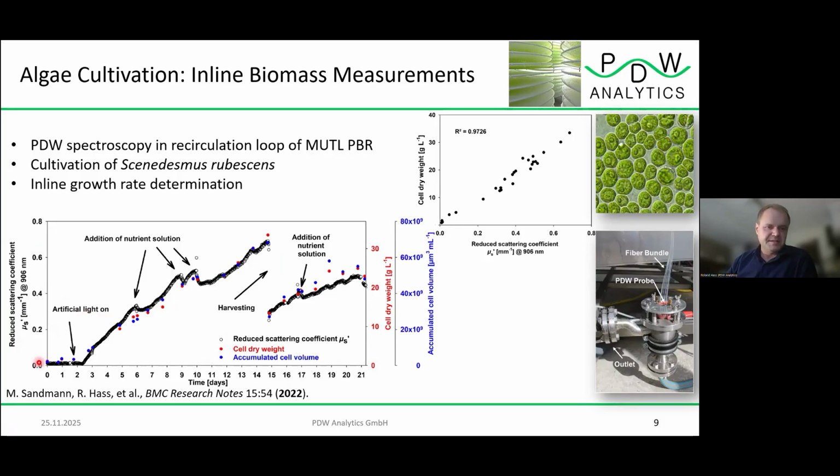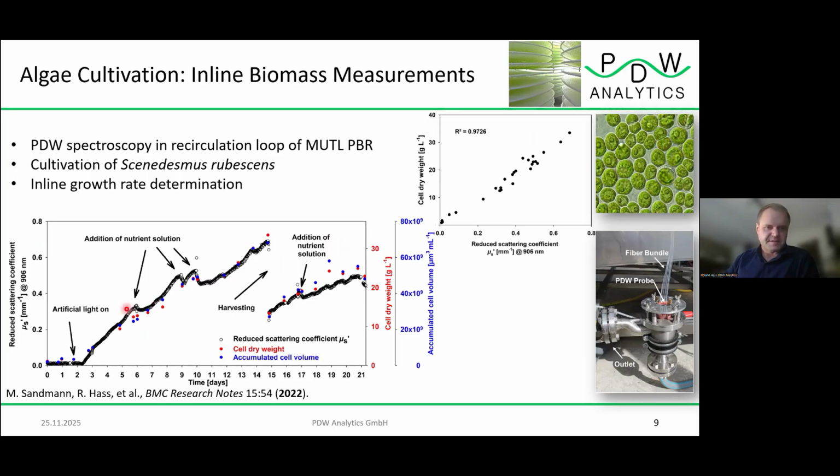What you can see here as a function of time in black is the PDW data, and in blue and red, the sampling of the process, so for cell dry weight and accumulated cell volume measurement. And it can be nicely observed if you correlate cell dry weight. So in that sense, even though it's not shown here, we can measure inline biomass directly from the scattering coefficient.